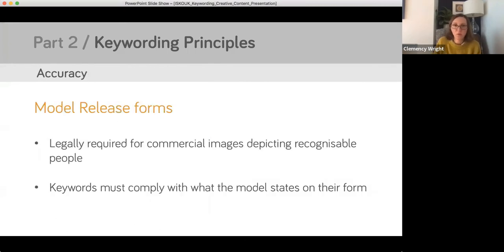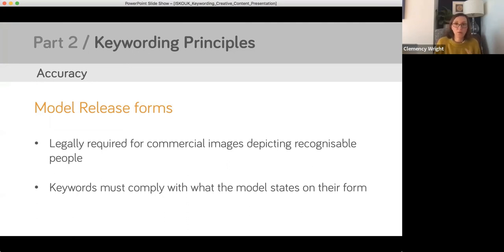So the second principle that I wanted to talk about was accuracy. And I just mentioned the access to a model release, for example, can mean that you're able then to apply keywords that are verifiable and factually based, which is extremely important for keywording, particularly on a commercial image library, for example, Adobe Stock or Getty Images. These picture libraries require model releases for commercial images that depict recognizable people, and it's a legal requirement.